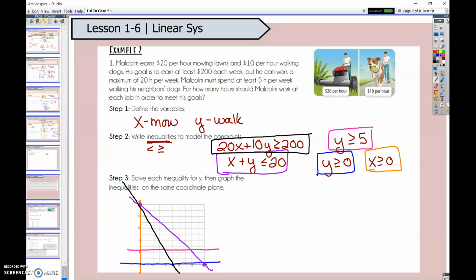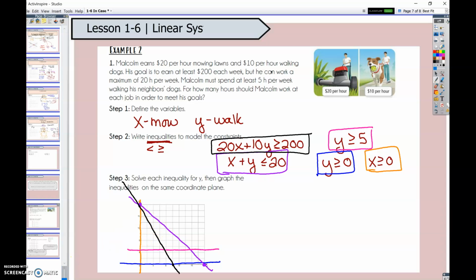When it comes to these, we are shading. So we have x's and y's, and we want to shade where these are true. So for example, when y is greater than 0, that means I want all the numbers above here. When x is greater than 0, I want all the numbers to the right of it. When x plus y is less than or equal to 20, that's this purple one, I want it below it, because 0, 0 would definitely be less than or equal to 20. Same thing with y is greater than 5, has to be above here.